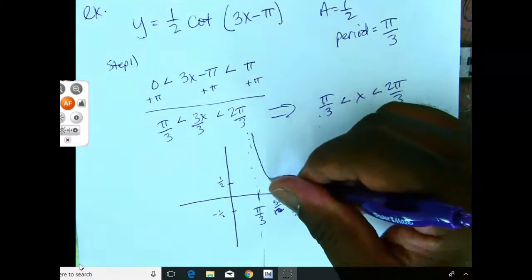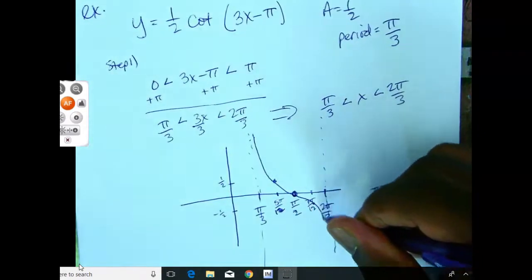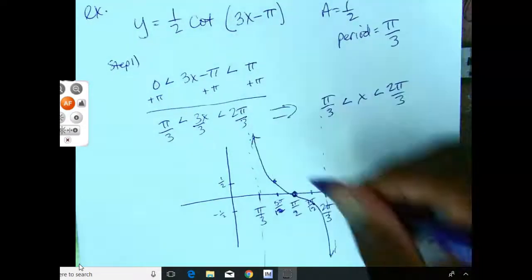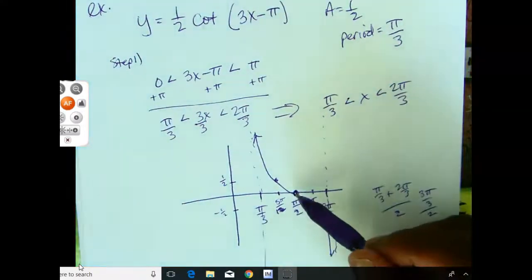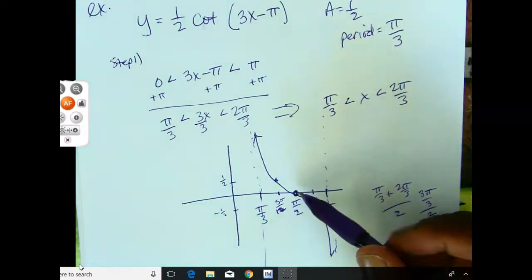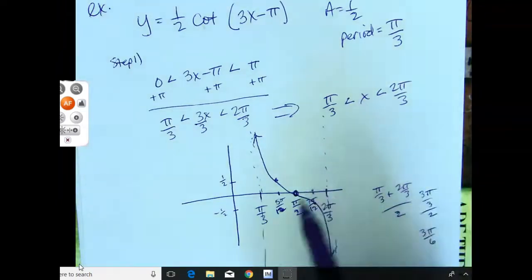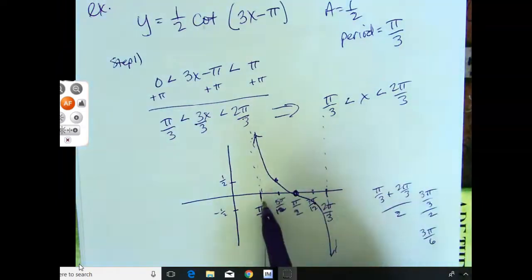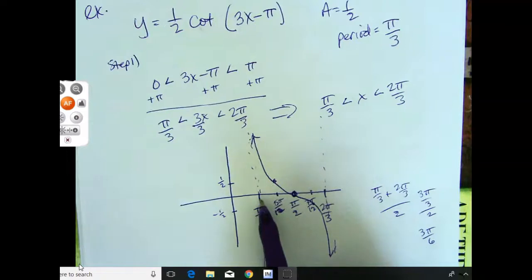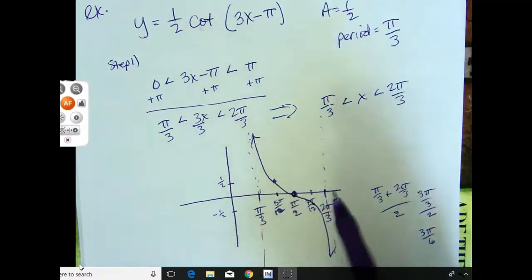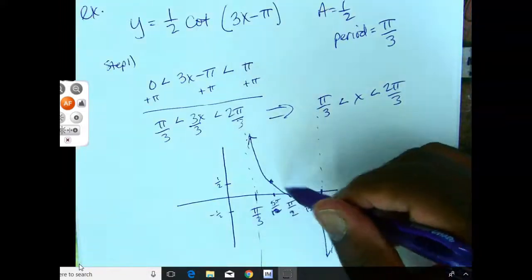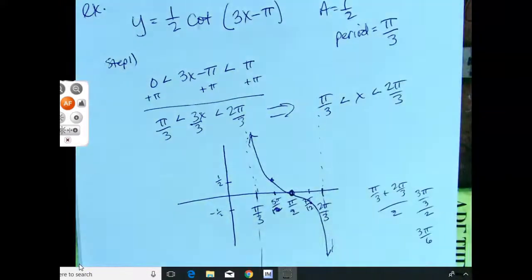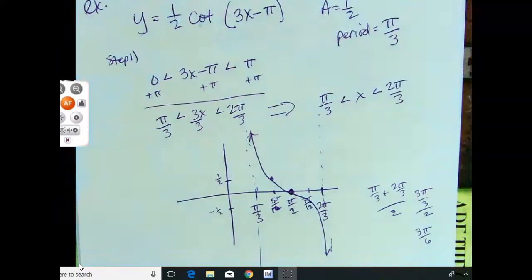So our graph is going to look like this, where your period is pi over 3. X-intercept at the midway point there, which is pi over 2. Quarter point, which is the midway point between your asymptote and your midpoint there, is 5 pi over 12, so that's 1/2. And then we were able to find the 3/4 point. Okay.